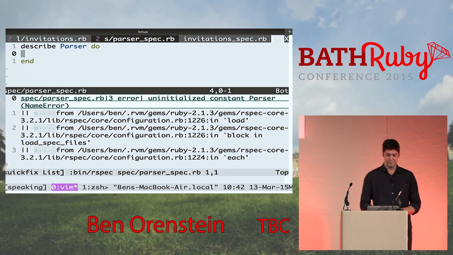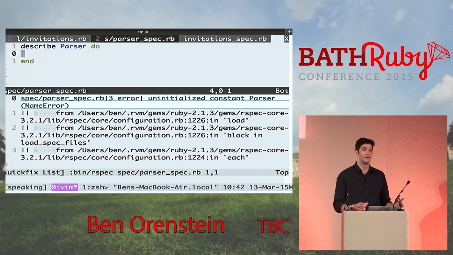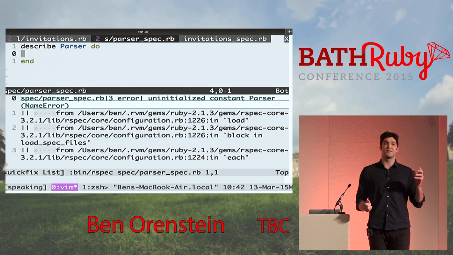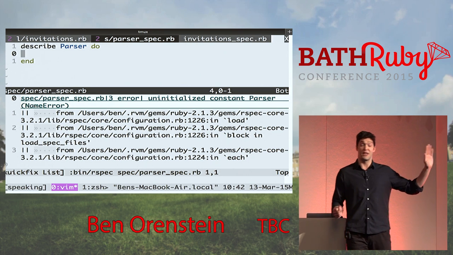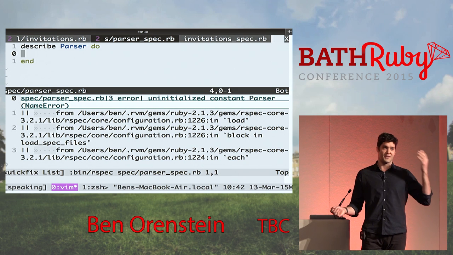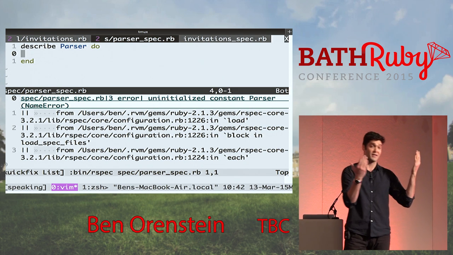I'm gonna run this again. I get the same failure. This is actually great. Because I'm extracting a class from an existing class, the unit tests for the invitations class are now basically an integration test, right? The integration tests this invitation class and the new parser class I'm creating.